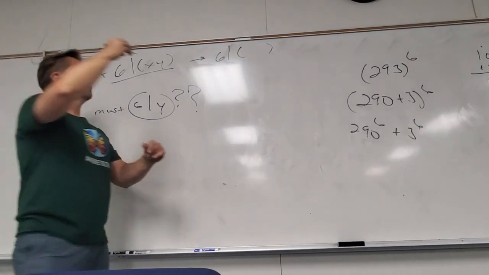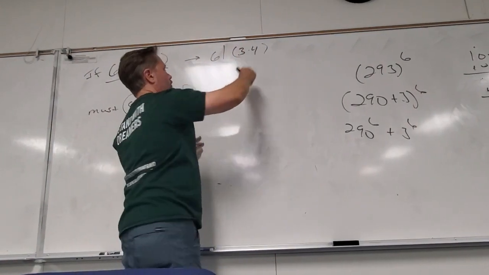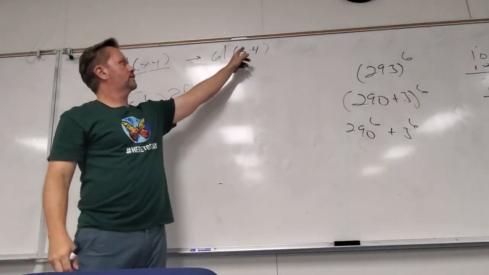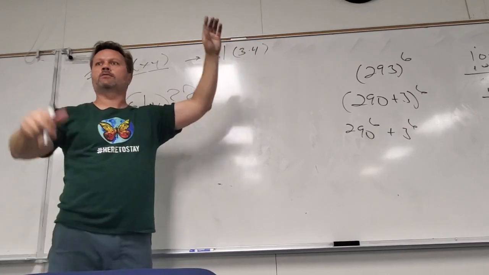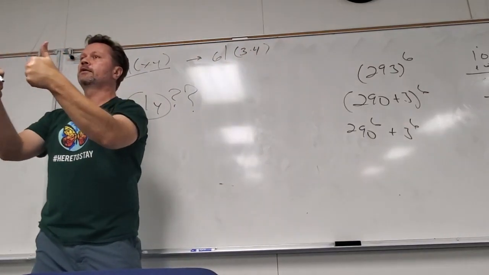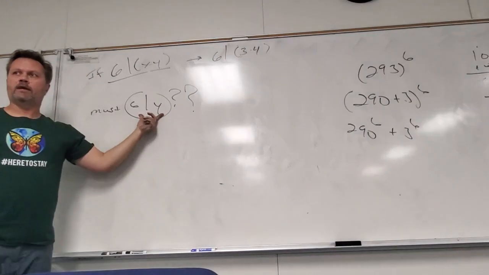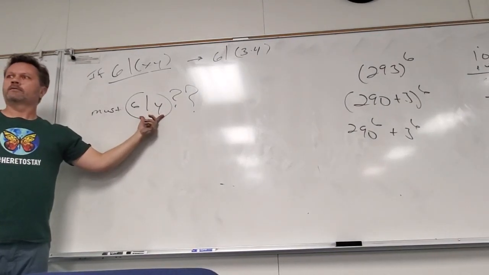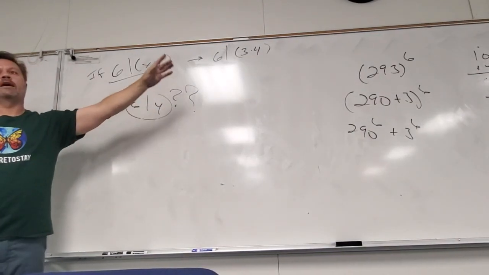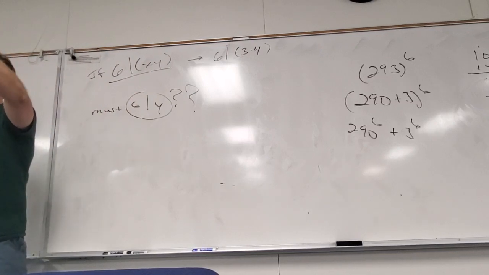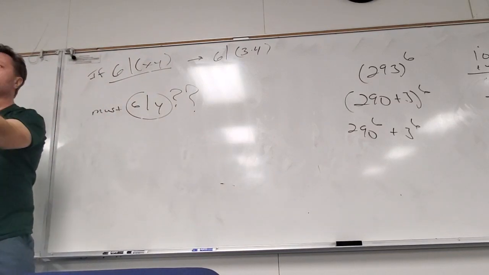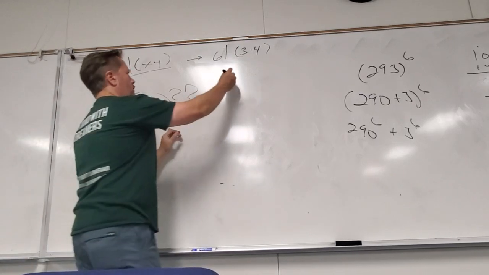3 and 4. So this says 6 divides the number 3 times 4, 6 divides 12. That's a true statement, correct? So effectively, what does this say? 6 must divide one of the factors. Is that true? Does 6 divide 3?